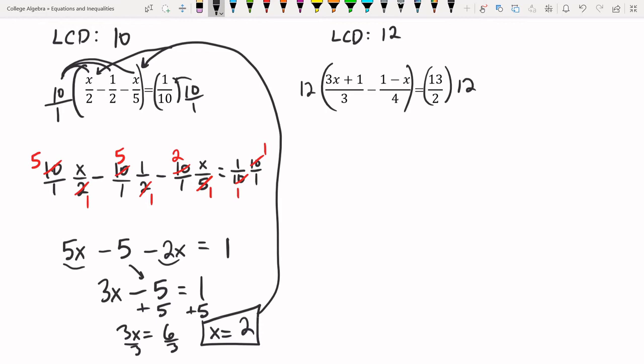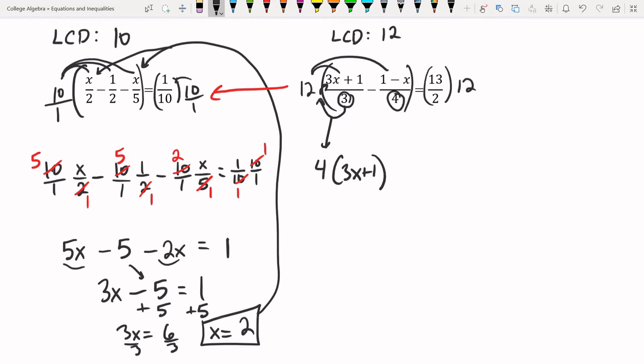Now, I can do it like I did in this problem here. I can write 12 over 1, multiply it through. But most of the time, you want to do this a little bit faster. Really what we're going to do is we're going to say 3 divided by 12 is 4. So the first thing that's going to be multiplied to this 3x plus 1 is going to be 4 times 3x plus 1. That's because this 3 canceled with a factor of 3 and 12. And 12 divided by 3 equals 4.